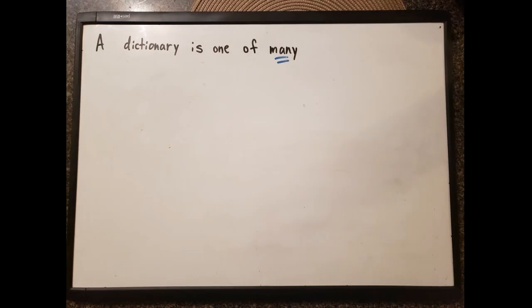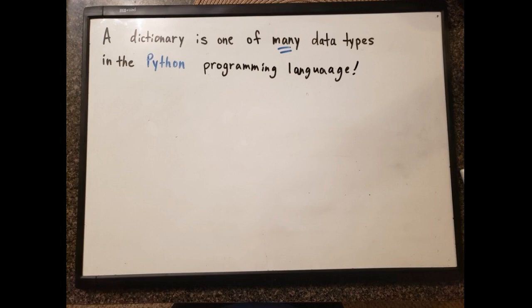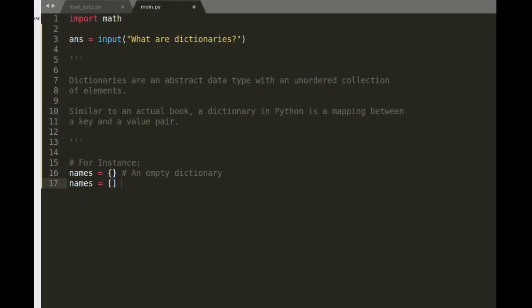A dictionary is one of many data types in the Python programming language. Other data types are 1. Strings, 2. Tuples, 3. Sets, 4. Lists, and many more. So to initialize a dictionary, we just include 2 curly braces like shown. So names set A equals curly braces. This is an empty dictionary. It's an initialization. To initialize a dictionary, this is what you do.